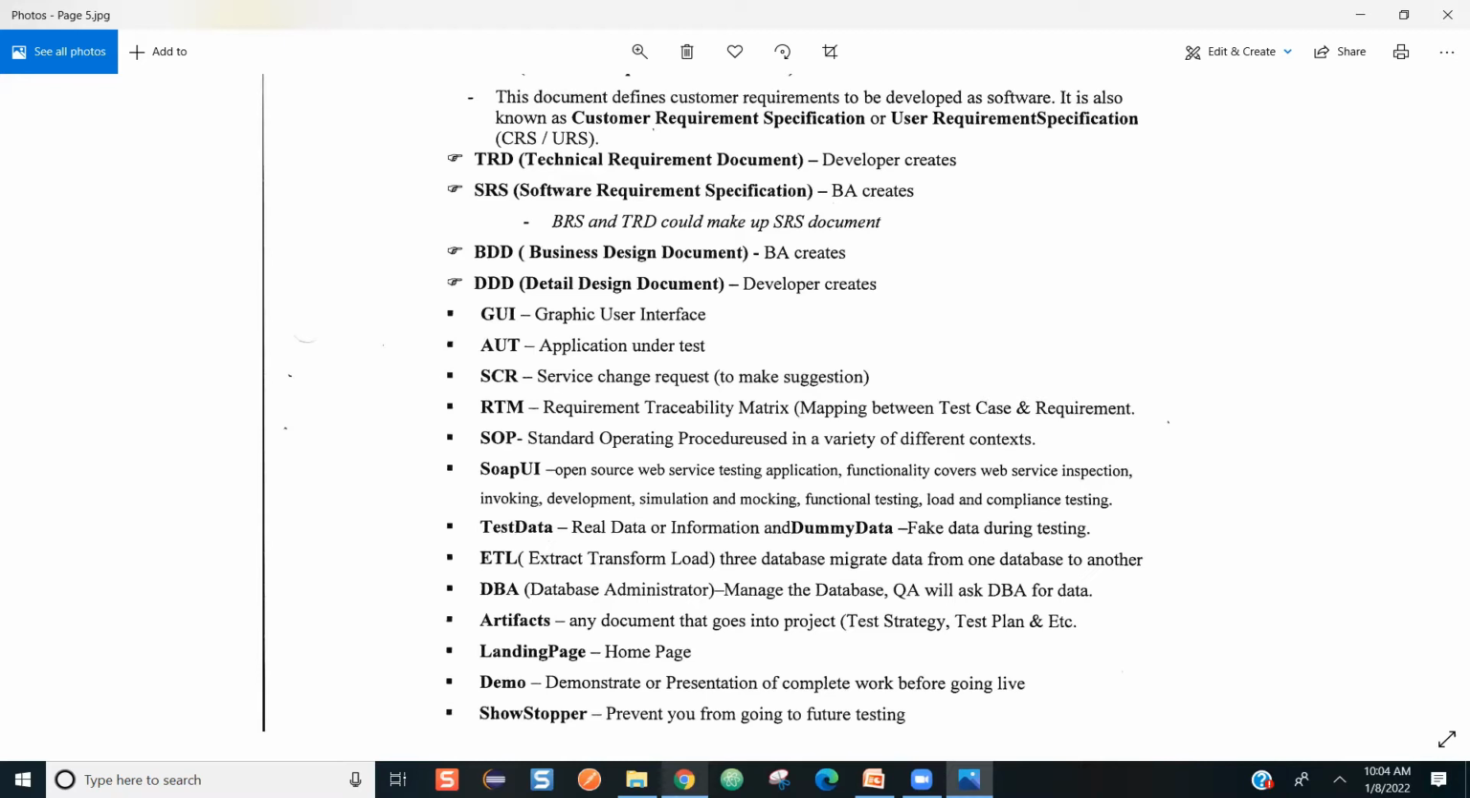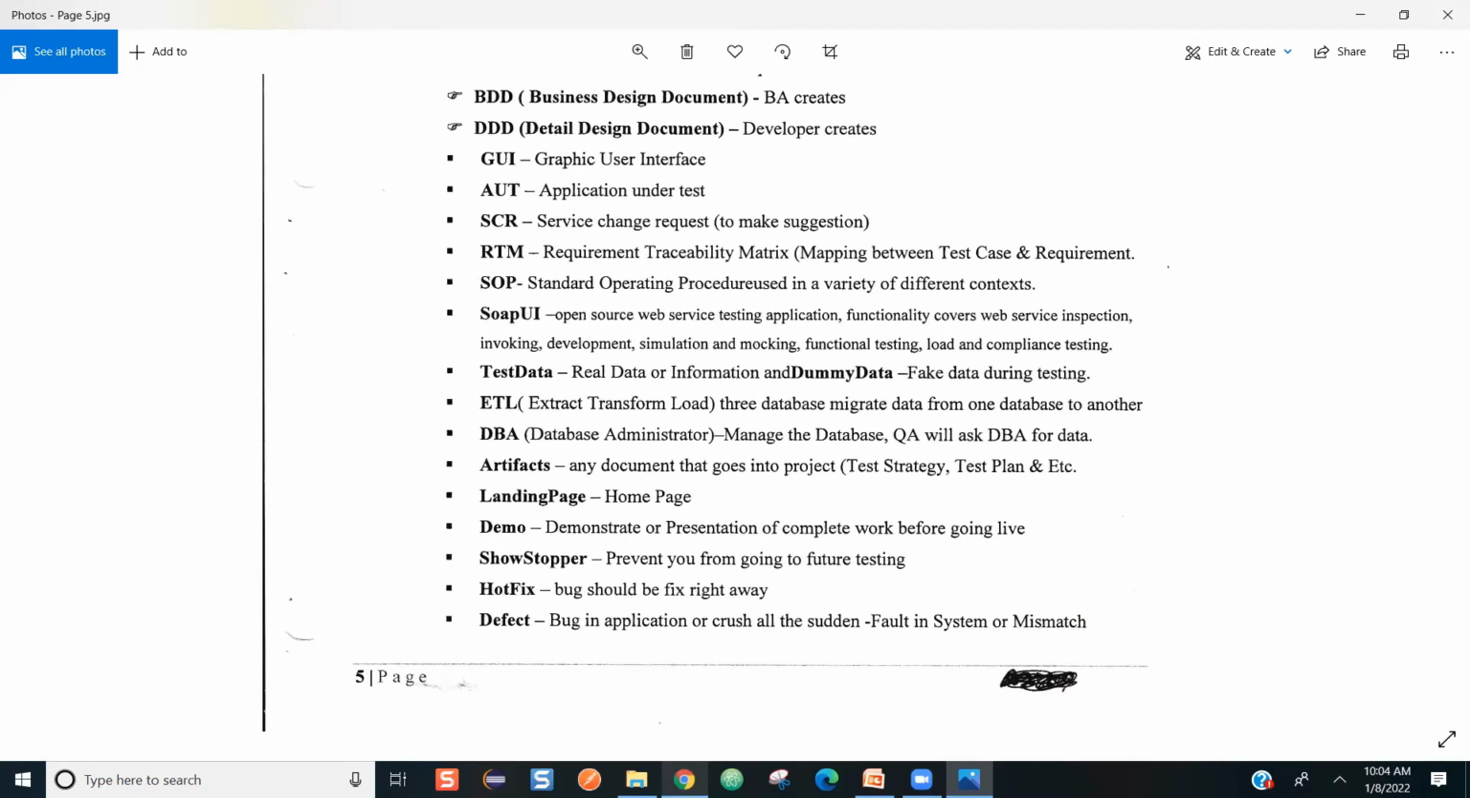RTM, requirement traceability matrix, is the most useful one. And test data, not DBA, database administrator. Artifacts: this one is sometimes important. Artifacts are any documents that go into a project, I mean the test plan, etc. That is called artifacts. Artifacts is an important keyword in this industry also.